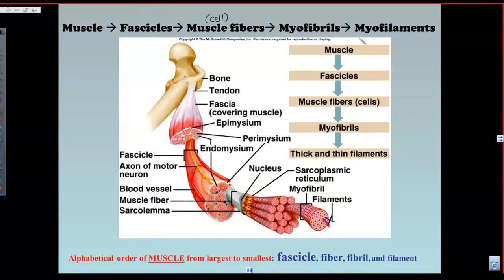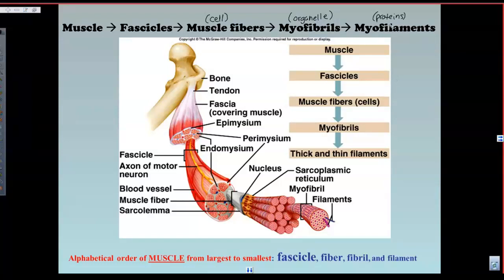As you go smaller than the cell, do you remember what was smaller than cells on that organization chart? Organelles. So these myofibrils, this is basically the organelle. And inside these organelles, there are molecules. And so myofilaments are basically the proteins that are inside the molecules.